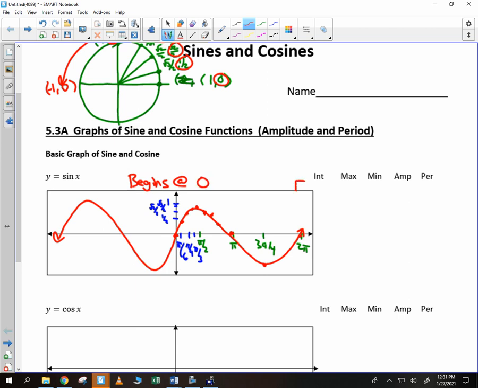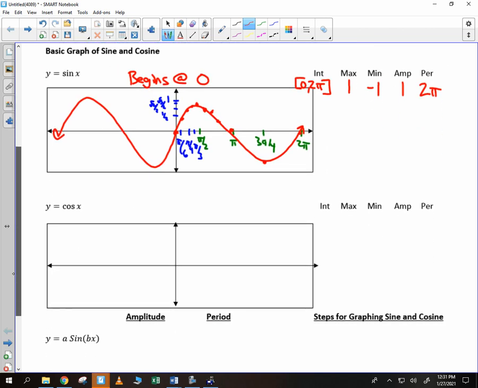So we mark it over the interval 0 to 2 pi. That's what we call 1 period. It has a maximum value of +1. That's the biggest value you get in the unit circle. It has a minimum value of -1. The amplitude is 1, and the period is 2 pi. That's how long it takes before it repeats itself. So those are the characteristics of the basic sine graph.